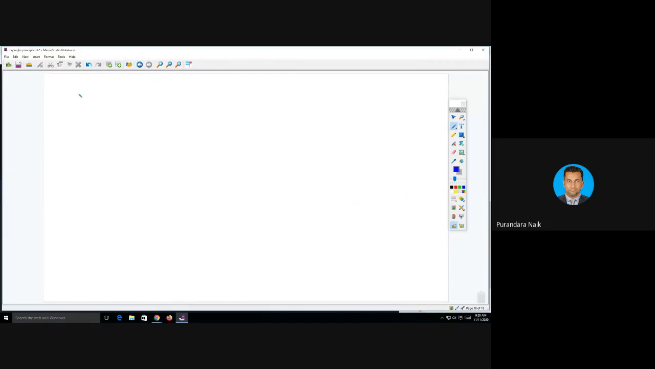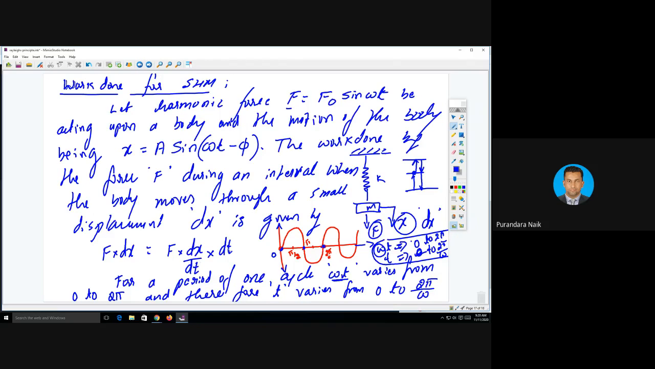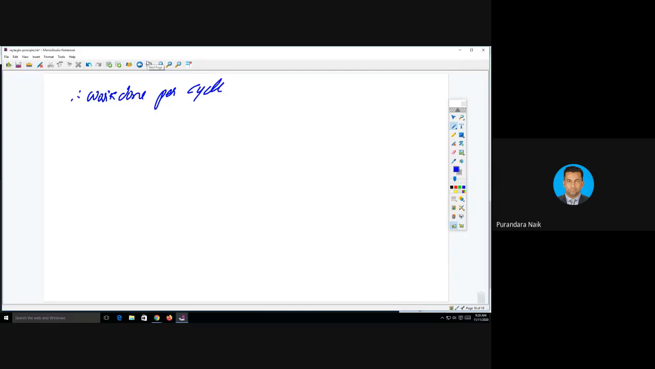Therefore, work done per cycle. The previous equation is the work done for a distance dx. We are going to take the work done for one complete cycle, W, it's not omega, it is capital W, equal to integration from 0 to 2 pi by omega. For one cycle, what is the time? It is 0 to 2 pi by omega, of F into dx by dt into dt.